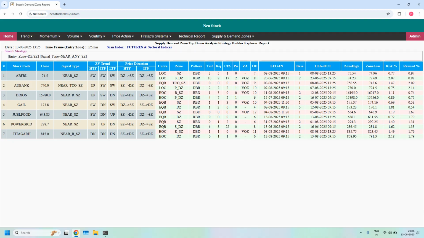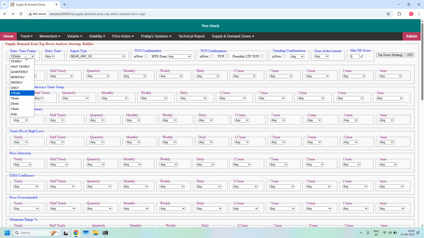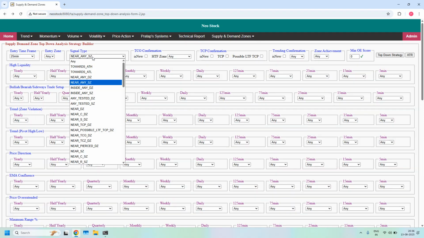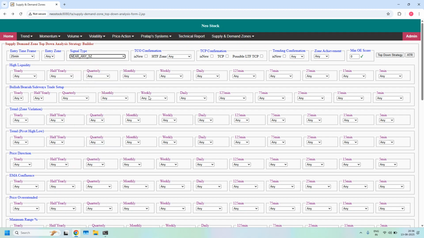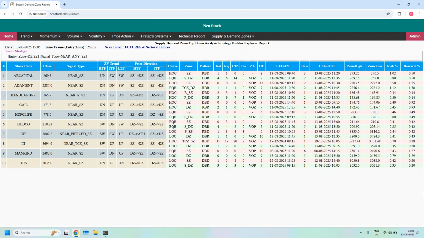Next time frame 75 minutes already generated in the beginning of the report. So the next time frame is 25 minutes. Stocks near to the 25 minutes demand zone. We got 9 stocks. Next, stocks near to the 25 minute supply zone. We got 10 stocks.